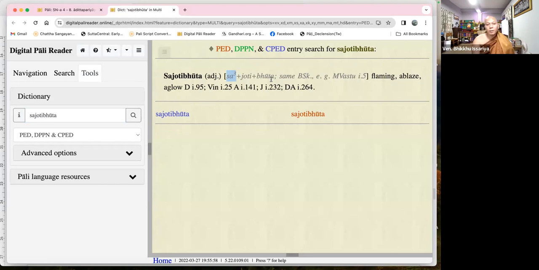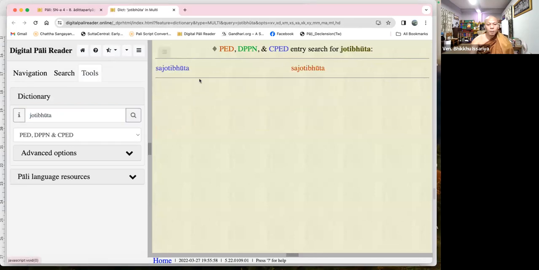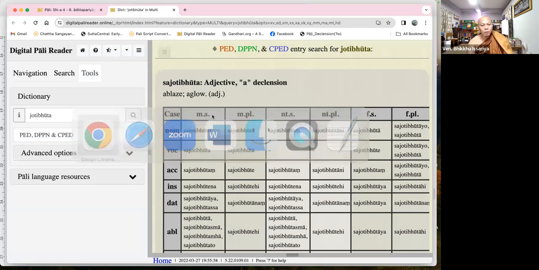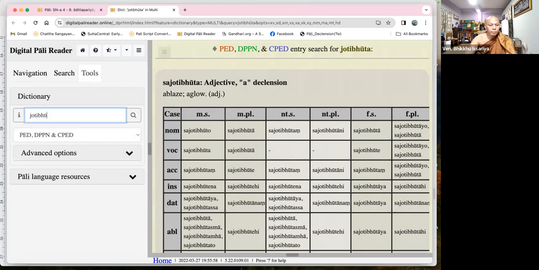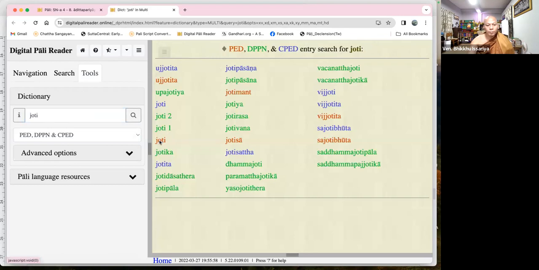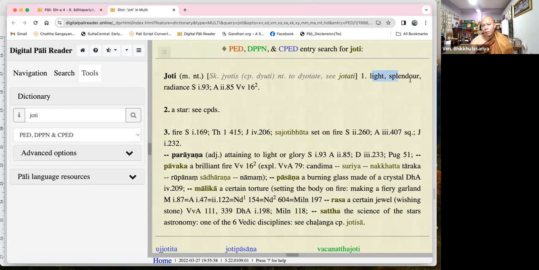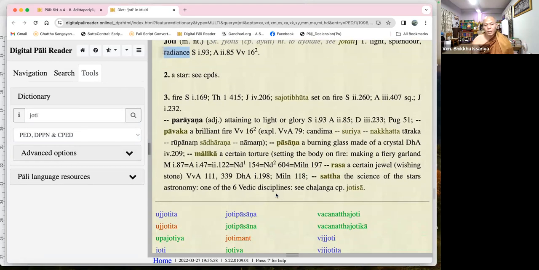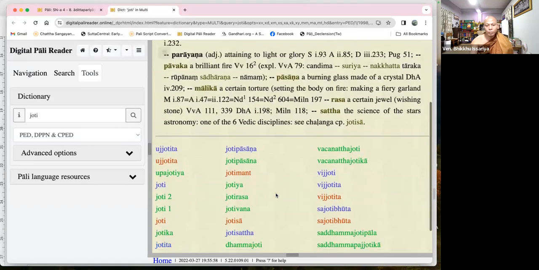Sa is actually Saha. Jodi Buddha alone, ablazing. So Jodi Buddha, maybe after the Jodi. Jodi means actually light or splendor or radiant. But after that Jodi, by putting the Buddha, it becomes an adjective, so ablaze or something like that. And here Buddha has no special meaning.